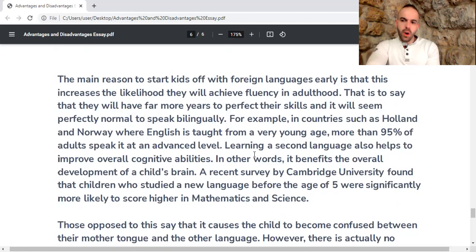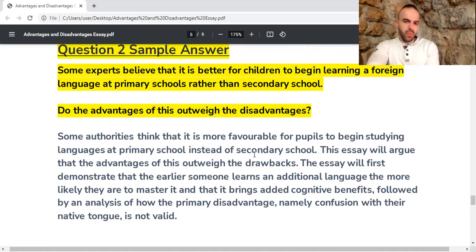So now let's focus, by the way, on some of the vocabularies in here. We have a lot of good vocabularies. So we have favorable, we have drawbacks, we have demonstrate, which means show. We have cognitive, benefits. Cognitive means mental. Okay, I've told you this. Native tongue, namely is a good word, and it's a good adverb as well.